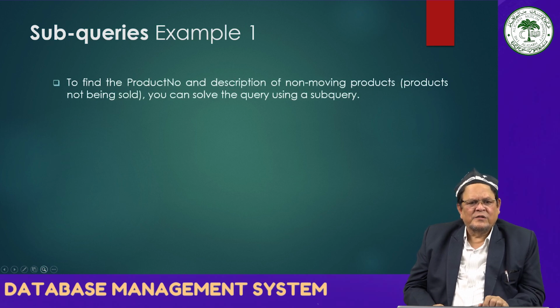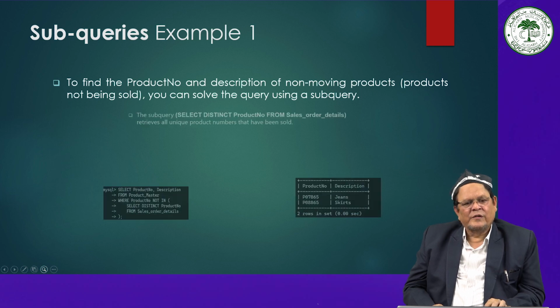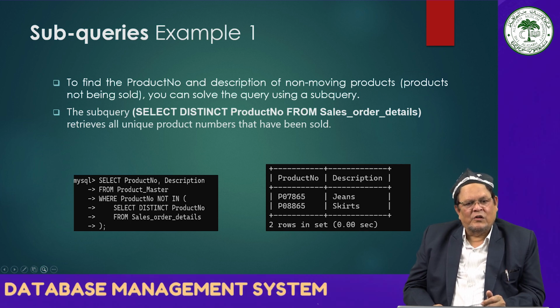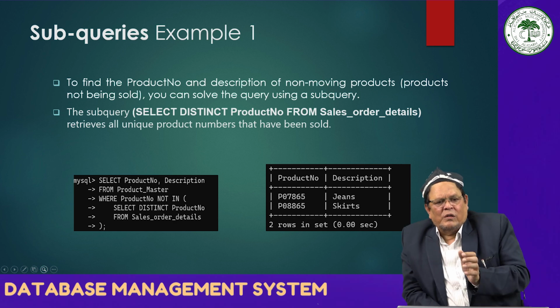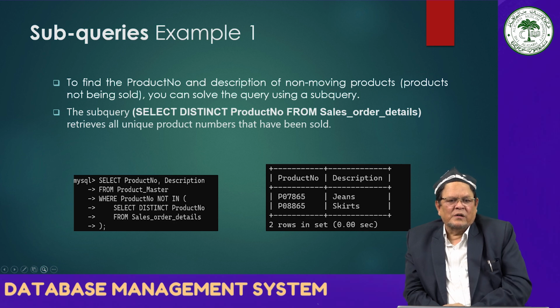The first example is to find the product number and description of non-moving products. You can solve this query by using a subquery. How will you solve it? First of all, you have to select distinct product number from sales order details. And then after retrieving all the records, you have to combine with the product number.